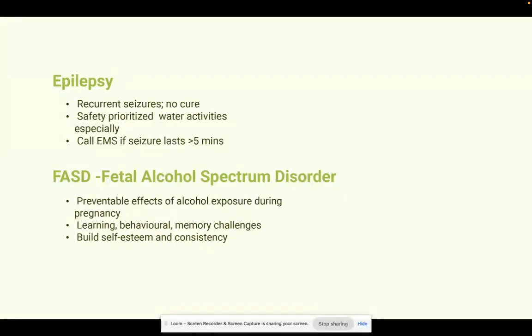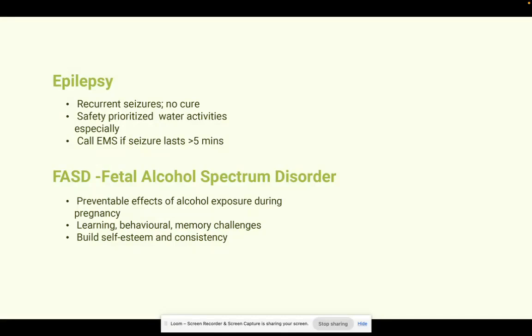Now we have FASD, or fetal alcohol spectrum disorder. This is caused when the mother drinks alcohol while pregnant, right? So this is a preventable disorder if the mother is aware that the baby in her womb might get this disorder if she keeps drinking. As a support worker, you need to guide or assist with learning therapies and behavioral therapies, because they have memory challenges or learning issues, right?